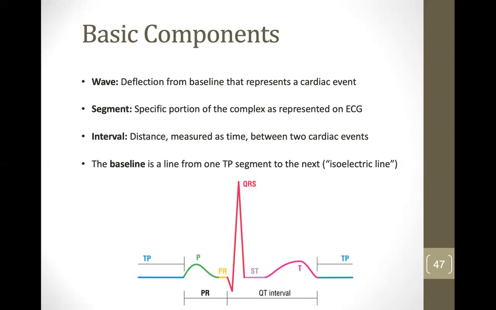An interval is measured as time, and it's usually a combination of a segment and a wave or waves. It's like an event happening between two different cardiac events. And then the baseline is just the line going in between one beat and the next, the next one that would be coming. That's just the baseline to let you know this is where the heart is starting out when it's not doing any electrical activity. Then we've got waves and segments that combine into intervals to show us what's happening with our electricity within the heart.